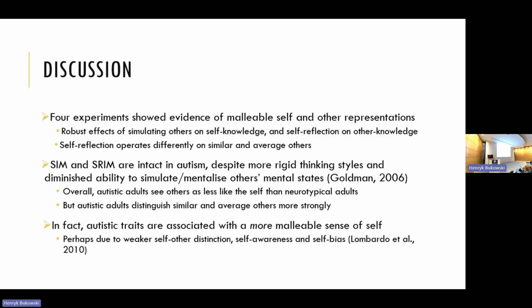So interestingly, across, I guess, two experiments, so the two that we looked at, this simulation-induced malleability, we found that actually autistic traits led to even more malleable sense of self. So that is, as people increased in the number of autistic traits that they had, a larger effect, a larger change from baseline to post-simulation in terms of how they thought about the self. So perhaps this is because they have this weaker sense of self and other distinction, or weaker self-awareness and self-bias, but maybe actually they are just more flexible in how they apply these sorts of knowledge and judgments about the self and others.